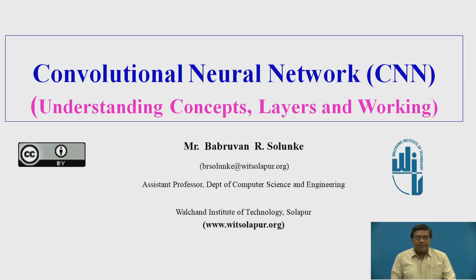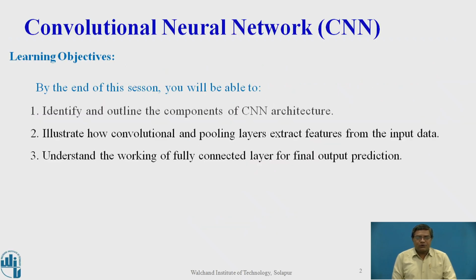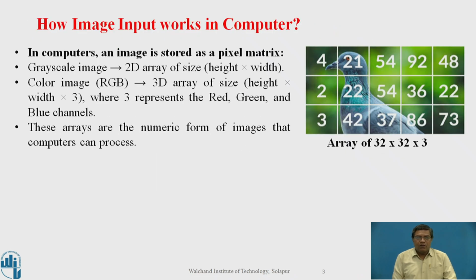In this session, I am going to teach convolutional neural networks of deep learning. Learning objective: by the end of this session, you will be able to identify and outline the components of the CNN architecture, illustrate how convolutional and pooling layers are used for extracting features from the input data, and understand the working of the fully connected layer for the final output prediction.